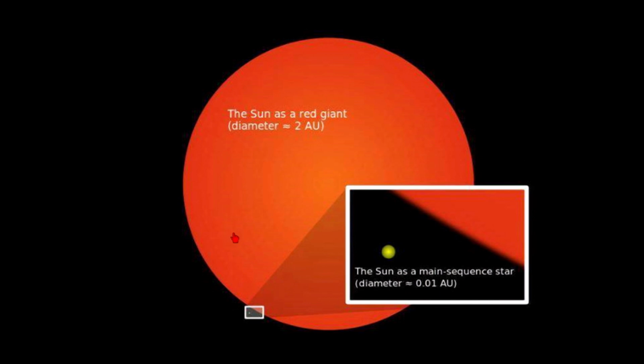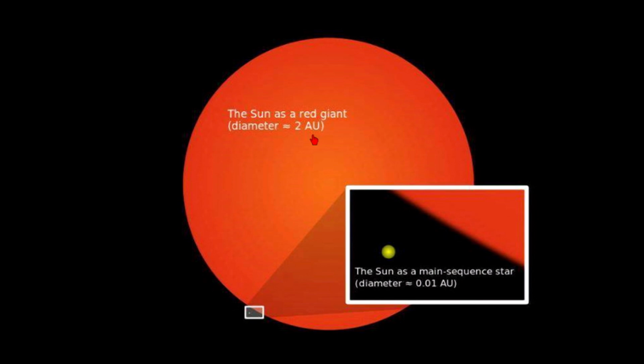So when we say red giant, we really mean that. It'll be a giant compared to what it used to be, and the surface of the star cools because of its enormous size, and it becomes redder in color. Now notice some of the numbers here. It says that the sun as a main sequence star has a diameter of 0.01 astronomical units. Right now the sun is about 1 million miles across. But the sun of the future is going to grow to have a diameter of 2 astronomical units.